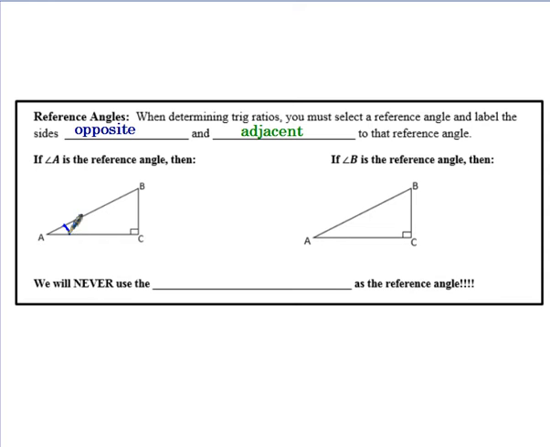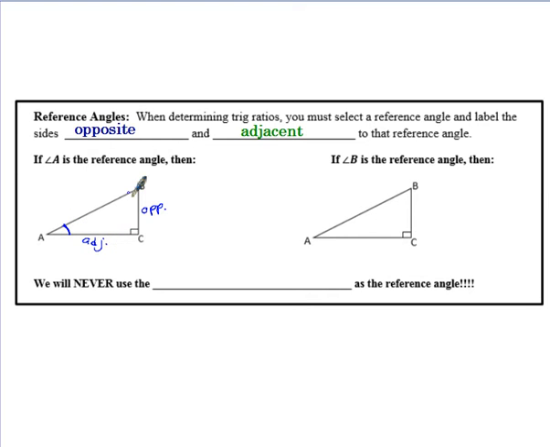So if A is my reference angle, we want to label the sides that are opposite and adjacent to that angle. Keep in mind our rule for opposite. The trick is if you put the tip of your pencil inside the angle and lay it down across the paper, it will cross through the opposite side. So this would be the opposite side. And the word adjacent means the side that's next to it, that's creating this angle. And so that would be the adjacent.